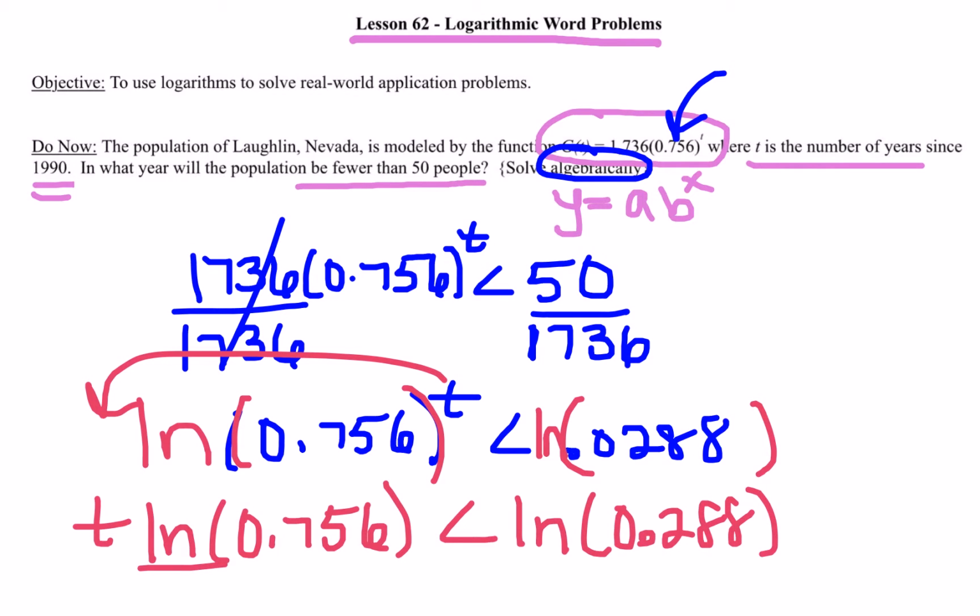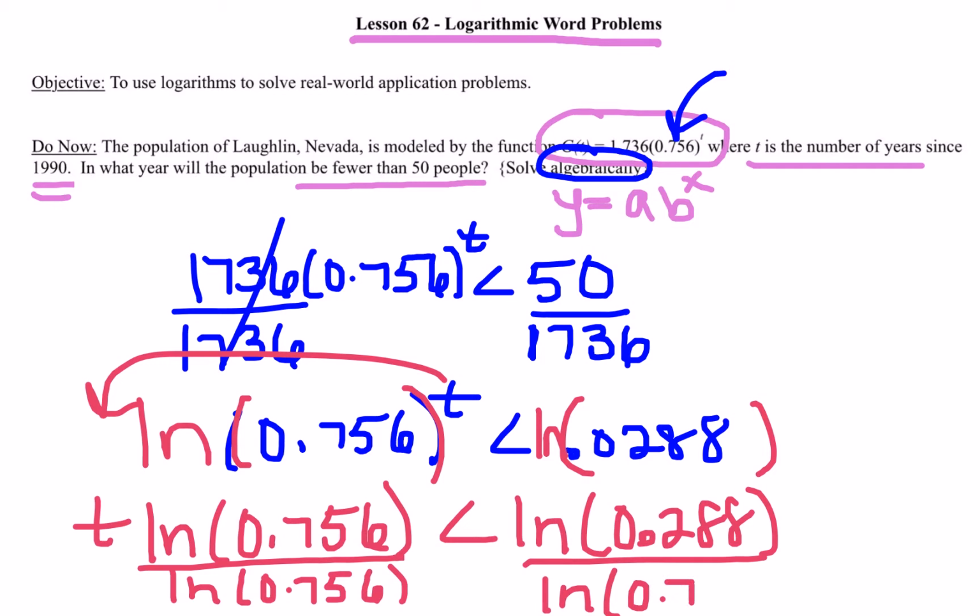Okay, and when I divide by this to isolate my t value, you should get t equals 12.68. Now here's the deal. You want to be fewer than 50 people. So although t equals 12.68 is a good number, you need to round to the nearest year.